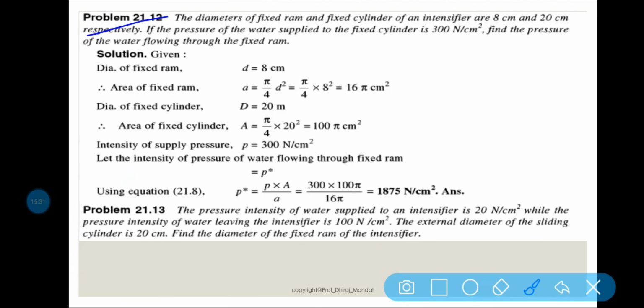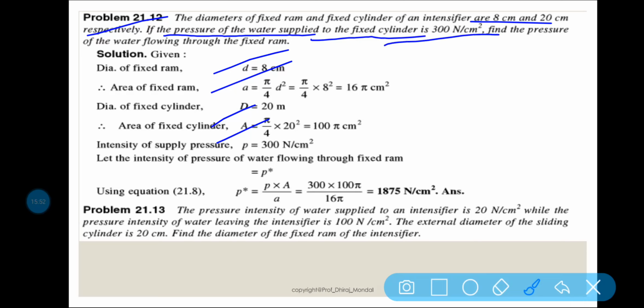Now, the diameter of the fixed ram and fixed cylinder of an intensifier are given as small d and capital D. So small area, capital area, you can find out. If the pressure of the water supplied to the fixed cylinder is 300 Newton per centimeter square. Very important.